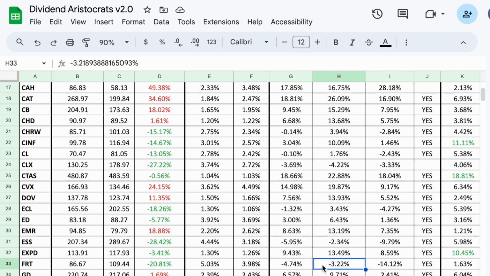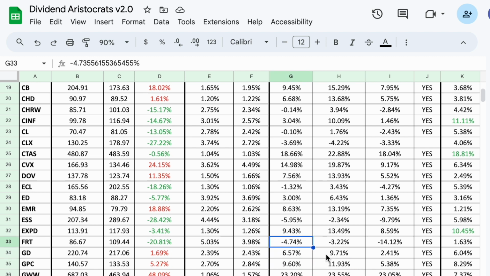Federal Realty Trust passes the test, with a return of minus 3.22% while undervalued, compared to minus 4.74% overall. General Dynamics passes the test, with a return of 9.71% while undervalued, compared to 6.57% overall. Genuine Parts Company passes the test, with a return of 11.93% while undervalued, compared to 9.6% overall.